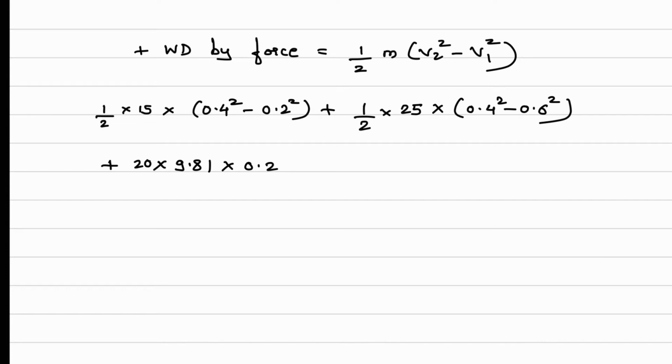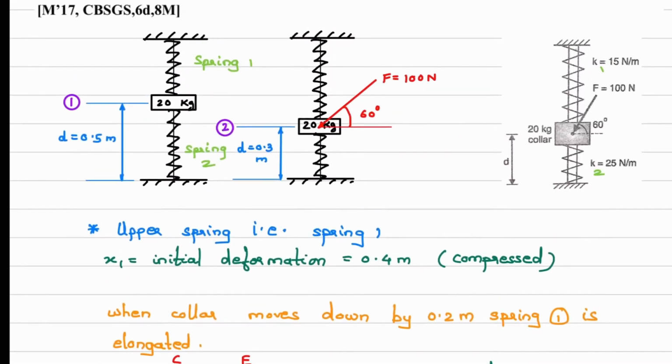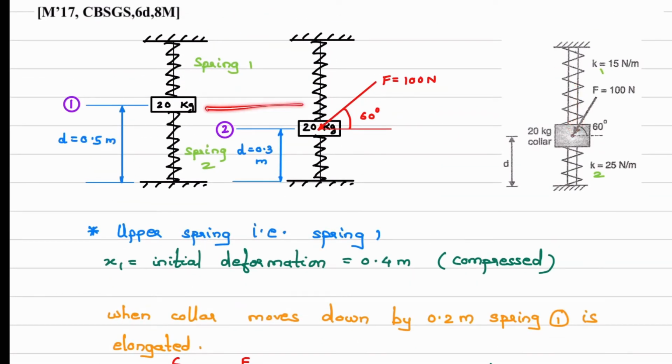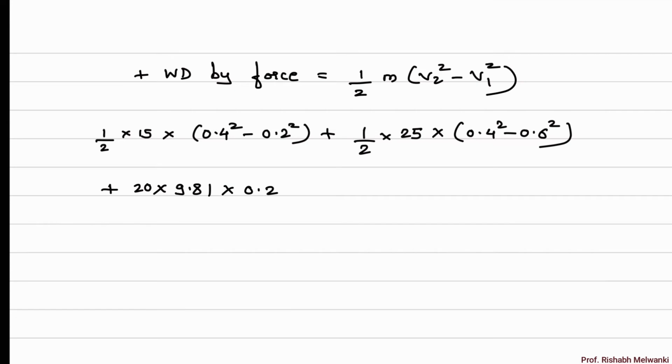Next, we have work done by force. Now the work done by force: that force is acting in downward direction and displacement is also in downward direction by 0.2 meters. So this is also positive. The y component of force we have already discussed, it is plus 100 sine 60 into displacement 0.2 meter.